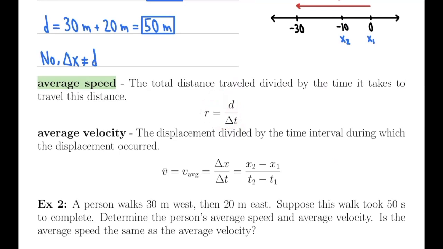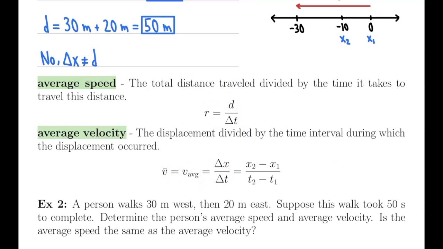On the other hand, average velocity is displacement divided by the time interval during which the displacement occurred. Sometimes you can see v average for average velocity, and sometimes you see v bar for average velocity. So I'm probably gonna use v average more.